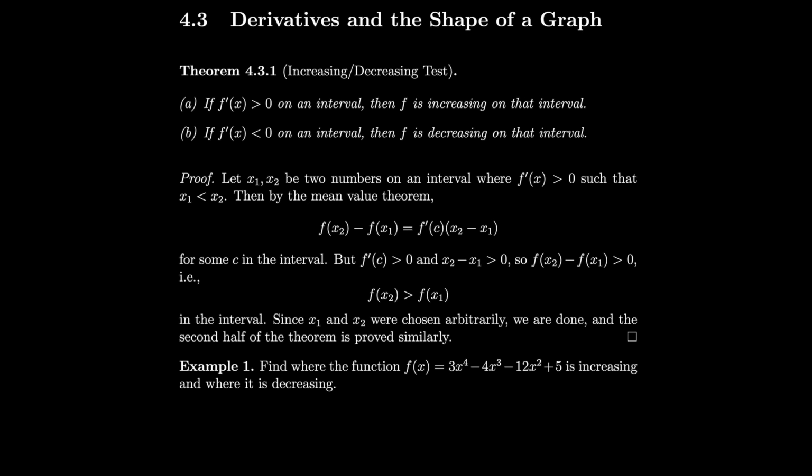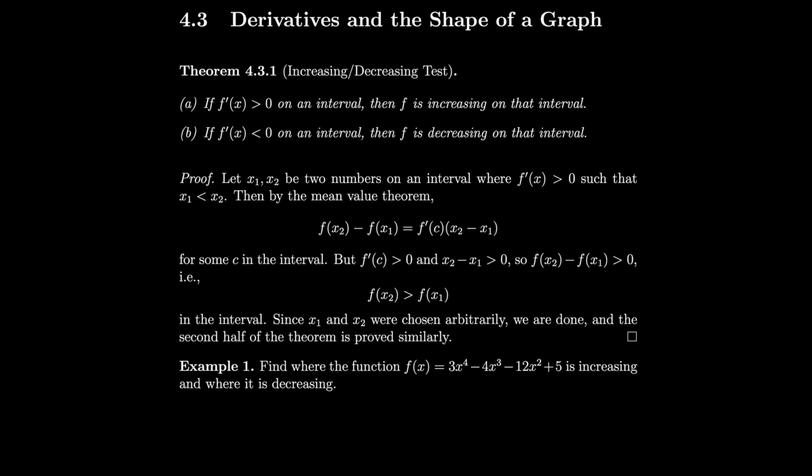So that means that f of x2 is greater than f of x1. So that means that f is increasing. If the x values are going up and then the y values are going up, that's exactly what increasing means. We chose x1 and x2 completely arbitrarily, so that proves that it's increasing in the entire interval.